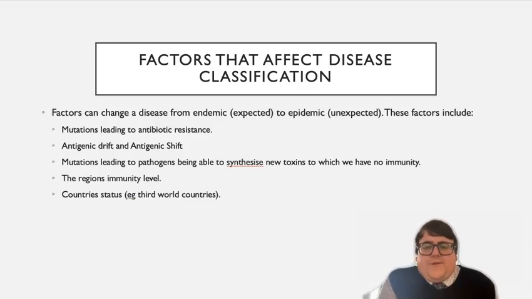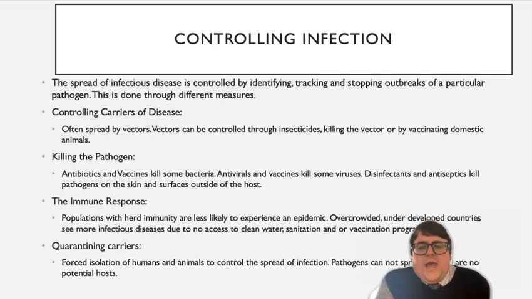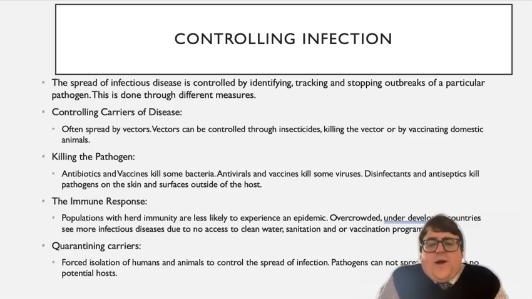But despite all this, there are still ways that we can control these infections, and that's through identifying, tracking and stopping outbreaks of a particular pathogen, and there are different measures that we can take. One, controlling carriers of disease. Diseases are often spread by vectors, we've talked about that before, and vectors can be controlled through insecticides, killing the vector, or vaccinating domestic animals from those diseases so those diseases can't be spread. We could kill the pathogen. We could use vaccines, antibiotics, antivirals, etc. to kill off pathogens. We could use disinfectants and antiseptics to kill pathogens on the skin and surfaces so that those pathogens aren't actually there to get us sick.